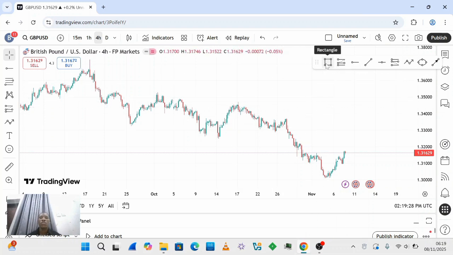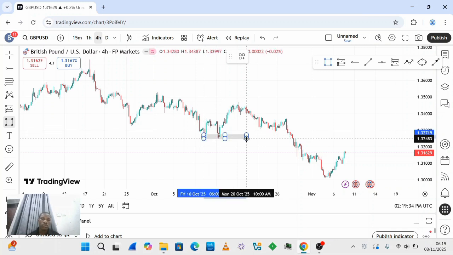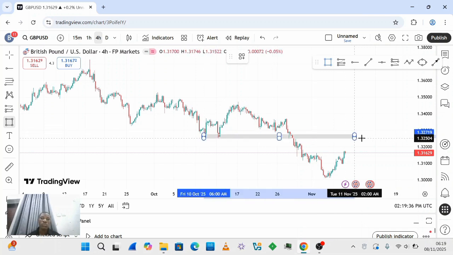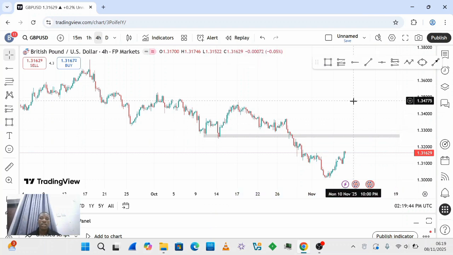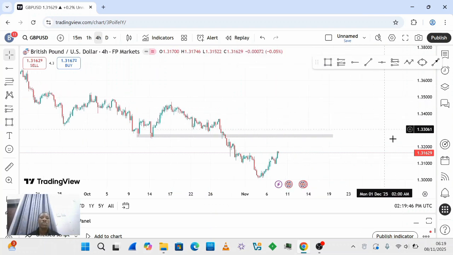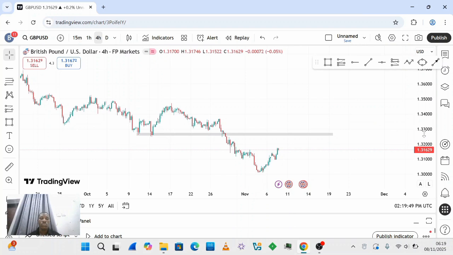First of all, this was the support level that was broken. Now it has turned to resistance. I will be waiting for price to come to it now, to be a resistance level for me to sell from.